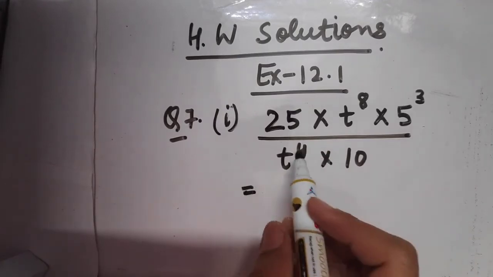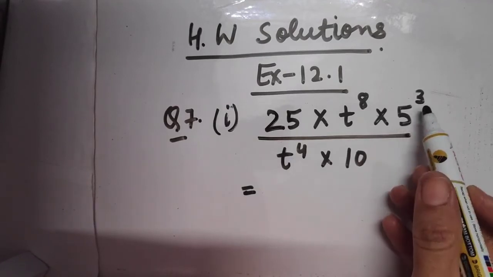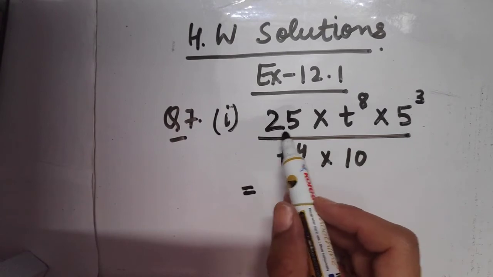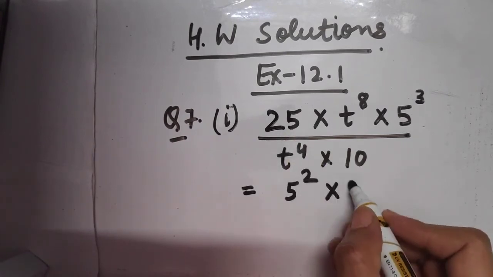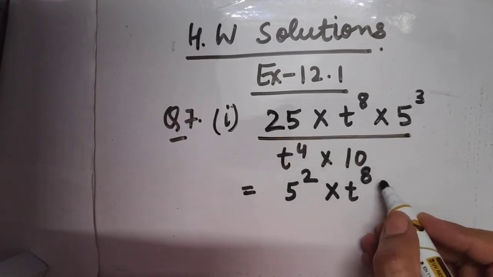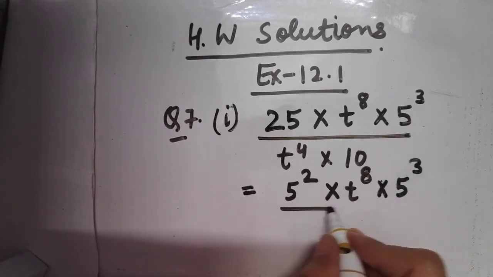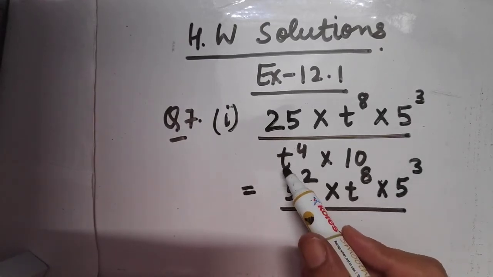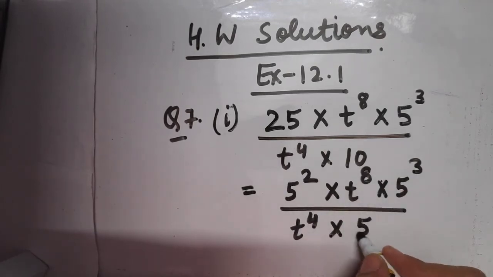Now, what I need to do here, as the base is given to us like 5 raised to the power 3 is with us, can I write this 25 as 5 raised to the power 2 into 10 raised to the power 8 into 5 raised to the power 3 divided by 10 raised to the power 4 into this 10 can be written as 5 into 2.